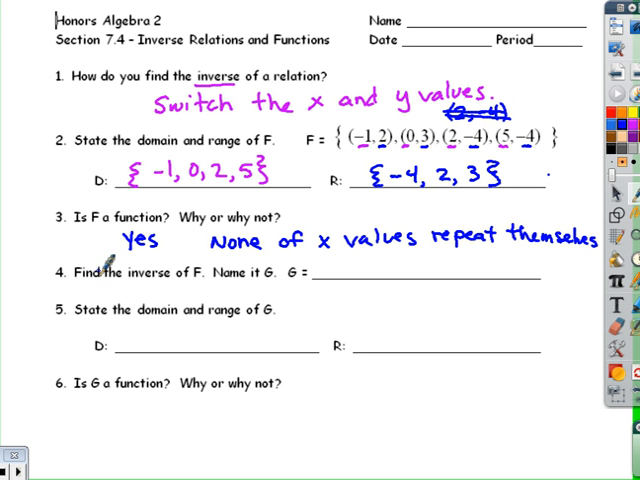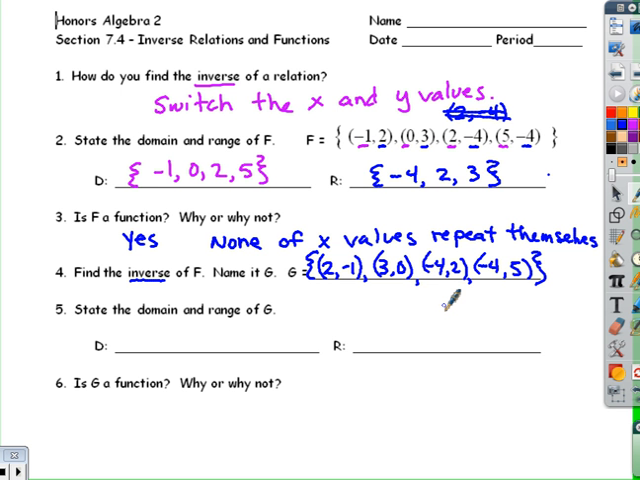All right, find the inverse of f. So the inverse, we would take our x and y and switch them. So -1, 2 becomes 2, -1. 0, 3 becomes 3, 0. You get the picture. -4, 2, and -4, 5. All right, is the set of those points, and they have commas between.